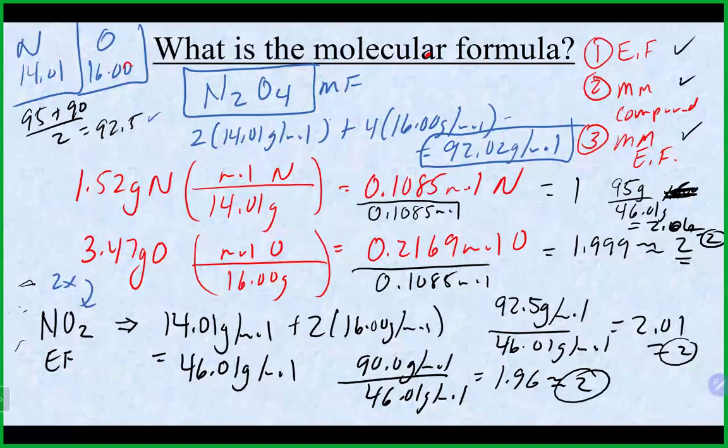Any questions on that particular one? This is a very common molecular formula type problem where you have to calculate the empirical formula first and then figure out your molecular formula. Any questions on that?